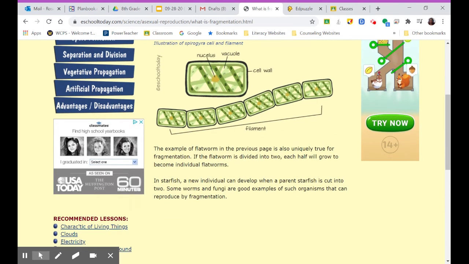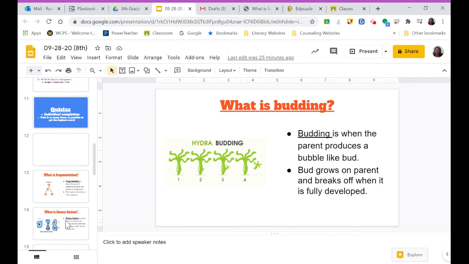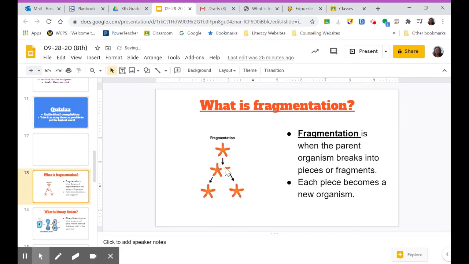The example of flatworm in the previous page is uniquely true for fragmentation. If the flatworm is divided into two, each half will grow to become individual flatworms. In the starfish, as I mentioned a minute ago, a new individual can develop when a parent starfish is cut into two. Some worms and fungi are examples of such organisms. So in our picture, when we discussed fragmentation, we saw our example of our starfish breaking up into various pieces.